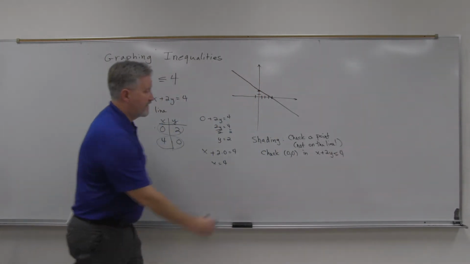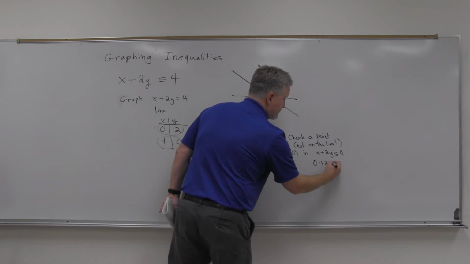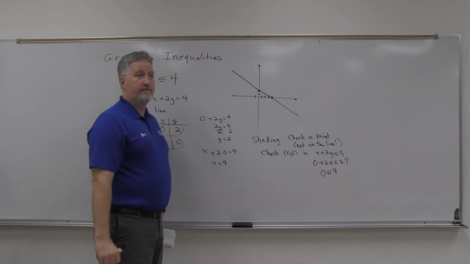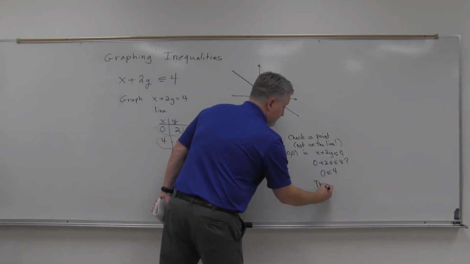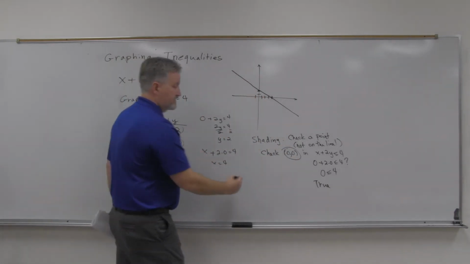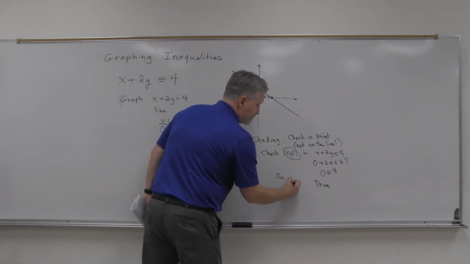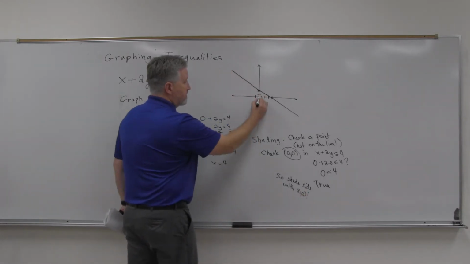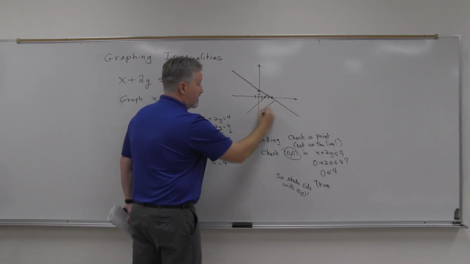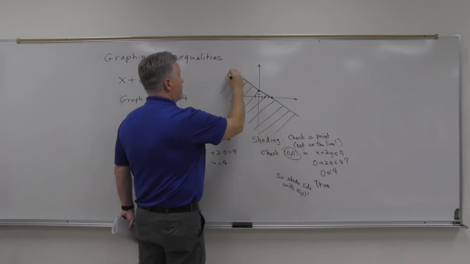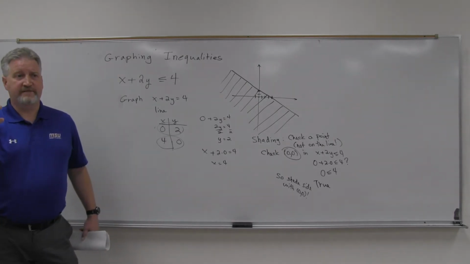Okay? So if I plug in 0, 0, I've got 0 plus 2 times 0, is that less than or equal to 4? 0 is less than or equal to 4? That's true. Okay? So 0, 0 works, and so I'd want to shade the side that has 0, 0 in it. With me there? So here's 0, 0, it works, so I would shade, that would mean all the other points on the same side work. If 0, 0 didn't work, I'd go to the other side, you see.